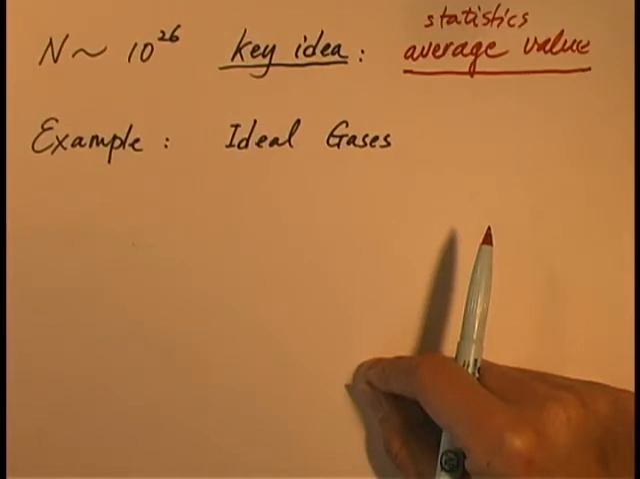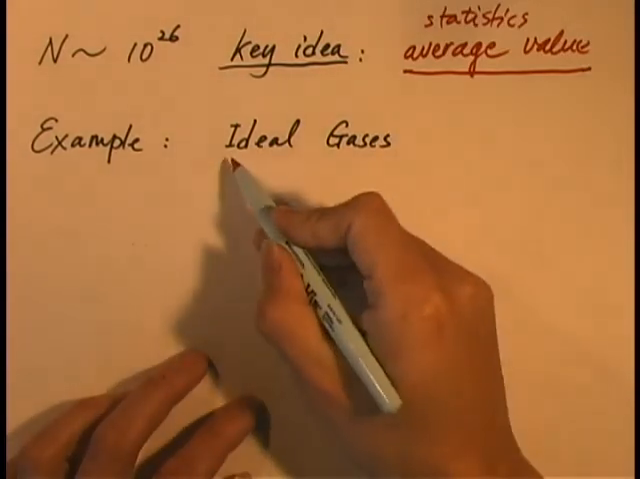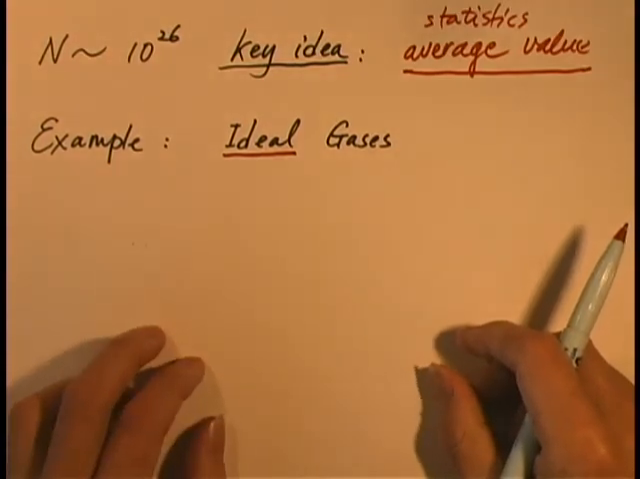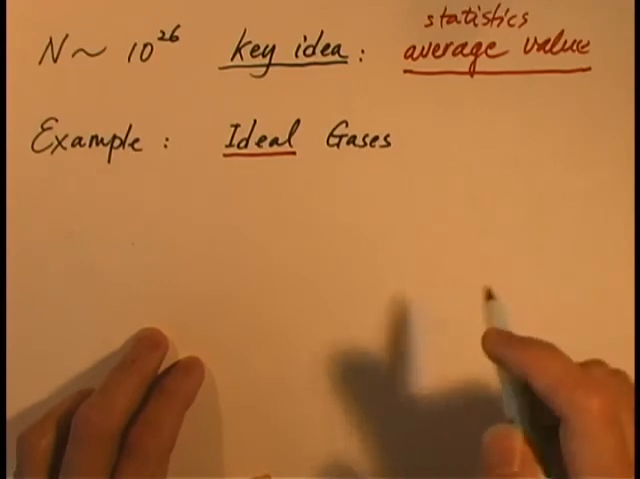Now, is there a way we can make this even simpler? And the answer is yes. We can study what's called an ideal gas. There is no such thing as ideal gas in the real world because nothing really is ideal. So what's an ideal gas?